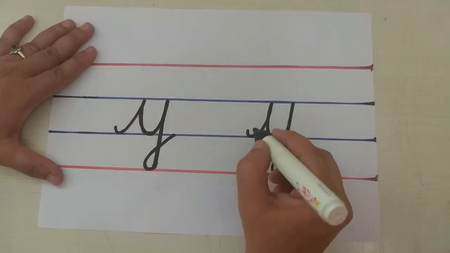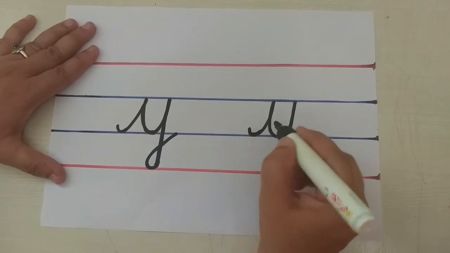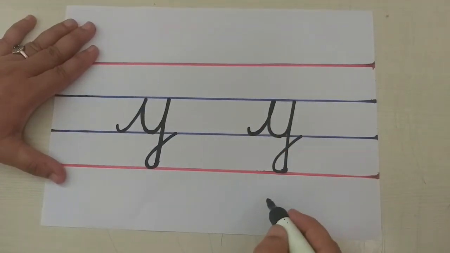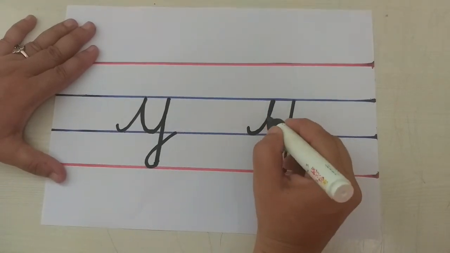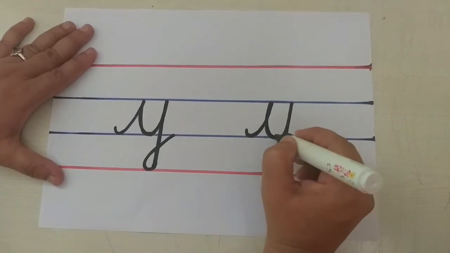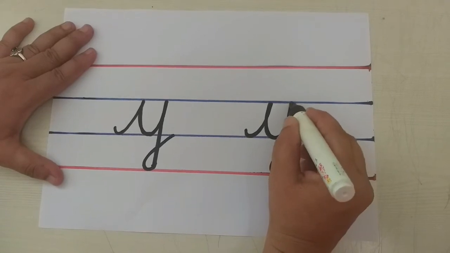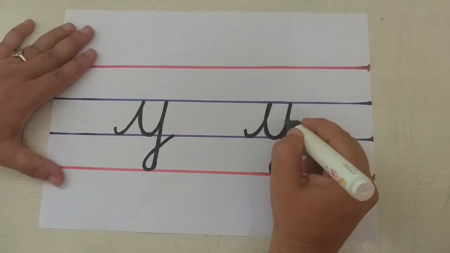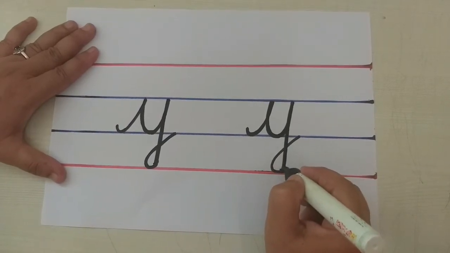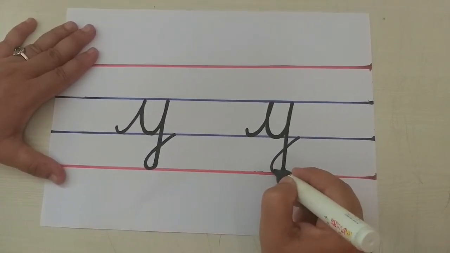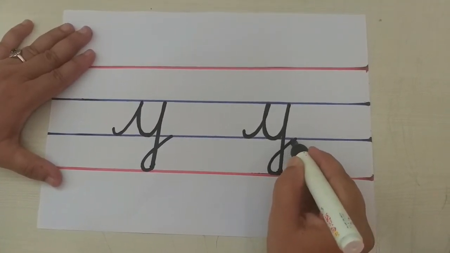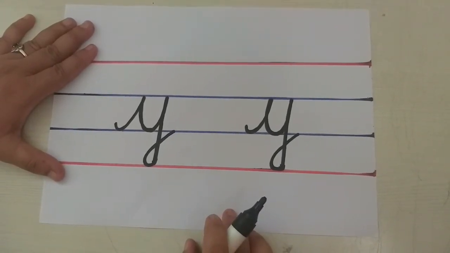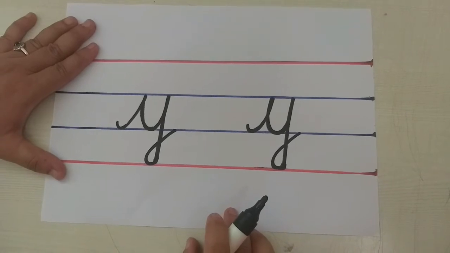Shall we write once again? Take a small curve. Go up to the second blue line, slanting line. Come down to the third blue line, again go up to the second blue line. Like you have to write, children. Again come down to the fourth red line. Take a turn like that and go and join this third blue line. Small cursive Y.